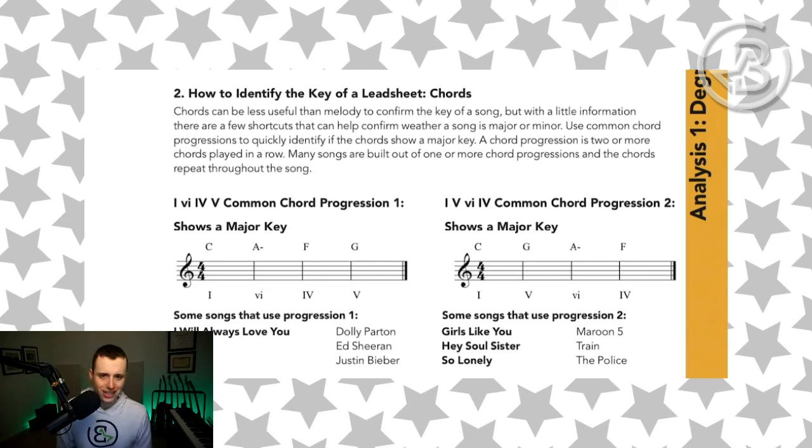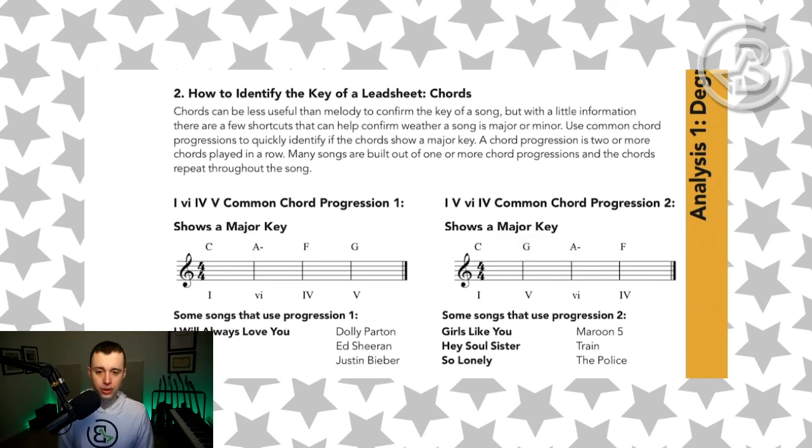When we're trying to identify the key of a piece and we've looked at the key signature and figured out, okay, we have our one major key it might be, and we have the relative minor of that major key it might be, for example, C major and A minor, or a second example, G major and E minor.